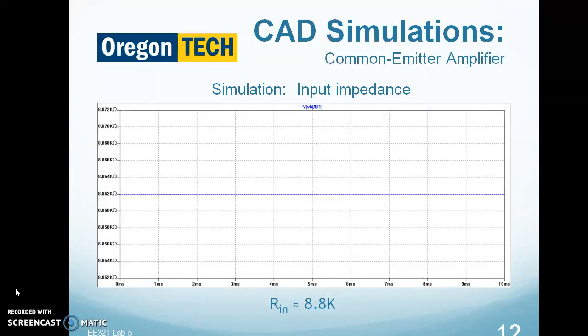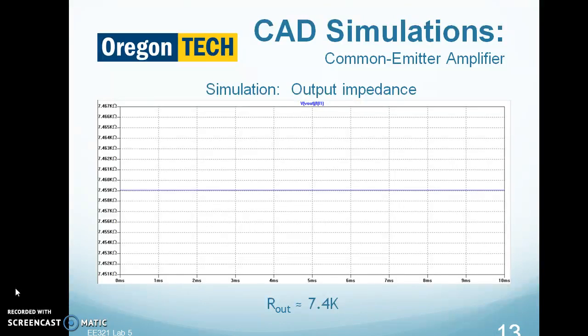And this is my input impedance graph. And the output impedance graph, so 7.4 kilo ohms. That's what I got for R out.